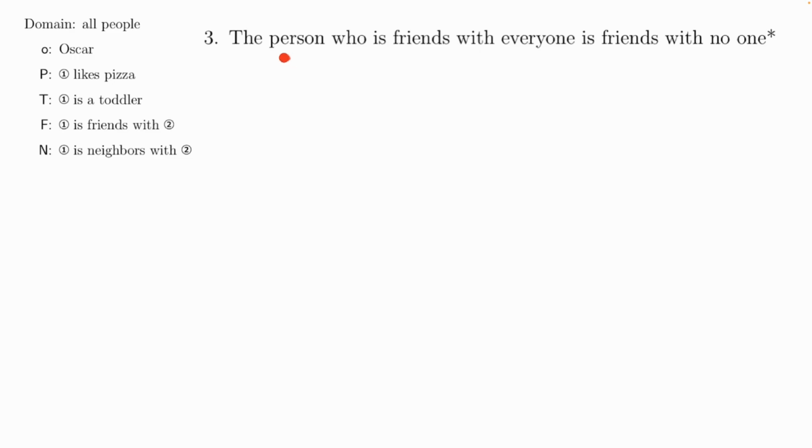So I've got to say, okay, this is saying the person who is friends with everyone. So I've got to say there is an X such that X is friends with everyone, such that for all Y, X is friends with Y.